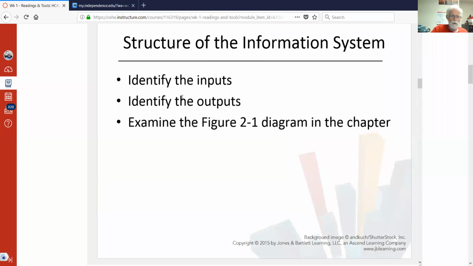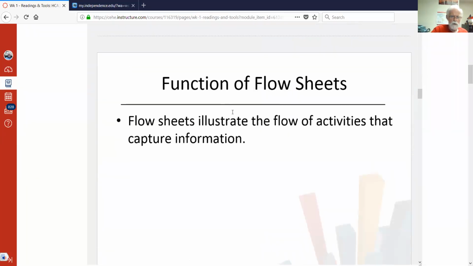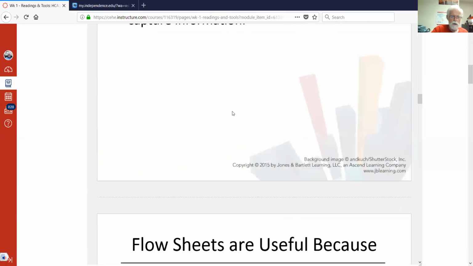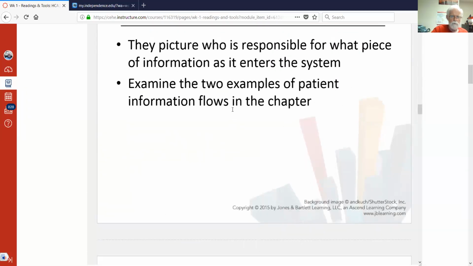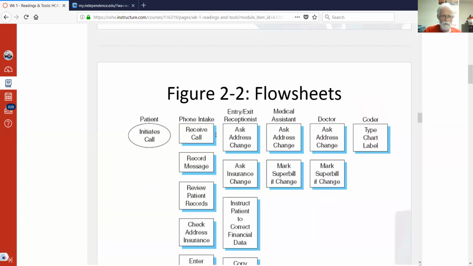So you really ought to look at figure 2.1 in the chapter to look at this. We have flow sheets to look at as well. Who's responsible for what piece of information as it enters the system. This is like a project management issue. The information has to go up through various steps that may be handled by different people. So there's a couple of flow sheets here.